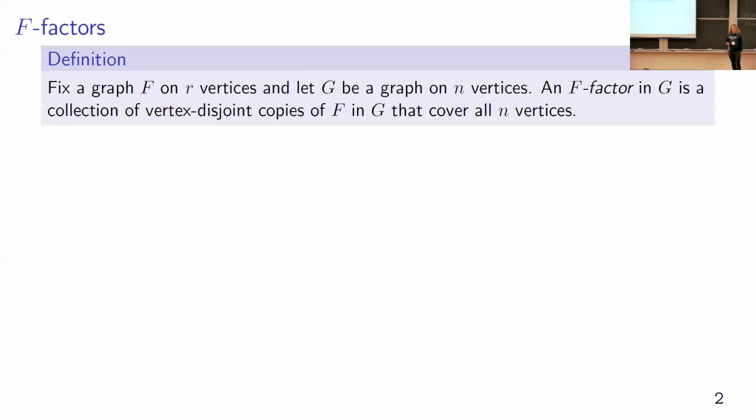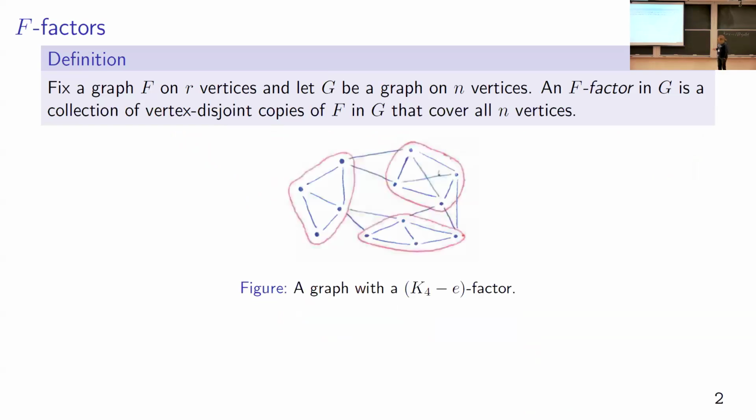So we're studying factors. We fix a small graph F on some number r vertices. We have a large graph G, which has n vertices. And maybe this picture shows the idea best. If this thing over here, K4 with a missing edge, is my F, then this picture shows an F-factor, meaning I can partition the vertex set into copies of F. And if you want to be very precise, then this picture actually shows 6 different F-factors, because for the blob here in the top right, you have 6 different choices of which edge you want to kick out.